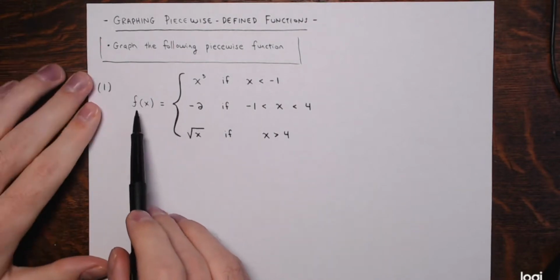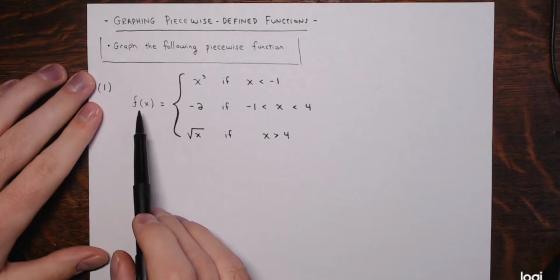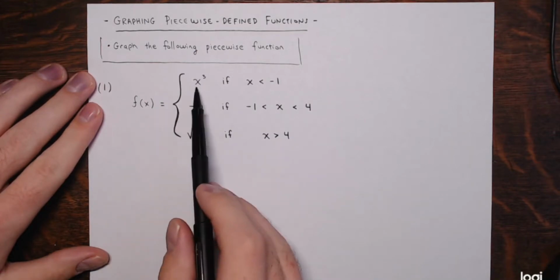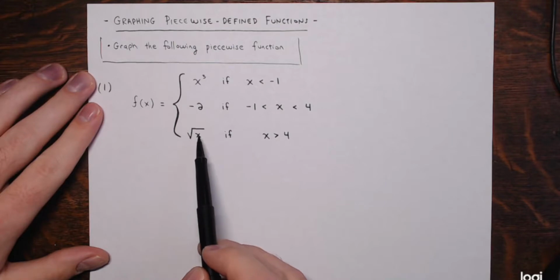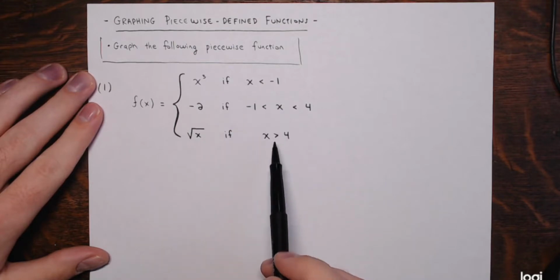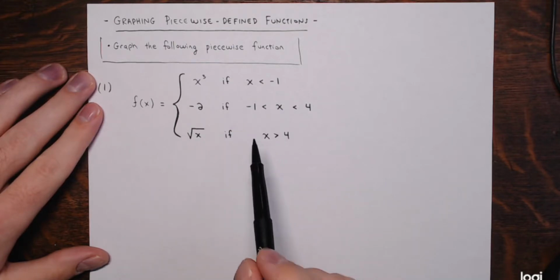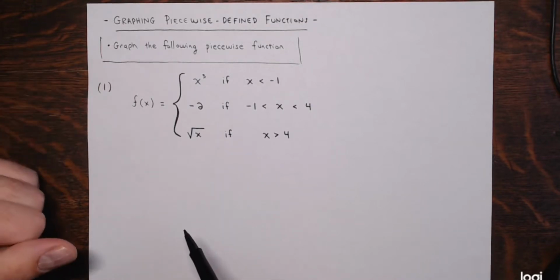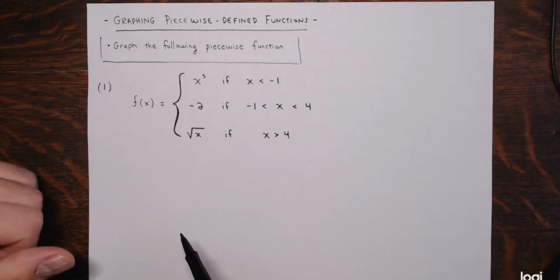But the thing that's different about piecewise-defined functions is that they're defined by multiple rules. The way you calculate the output changes depending on what the input is. So you have to really pay attention to where the input is coming from in order to know how to calculate the output.